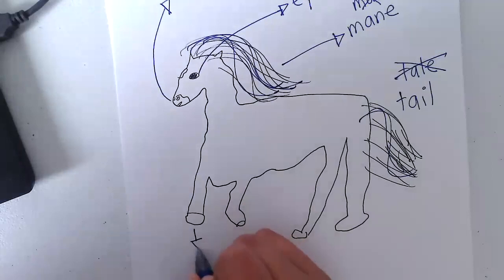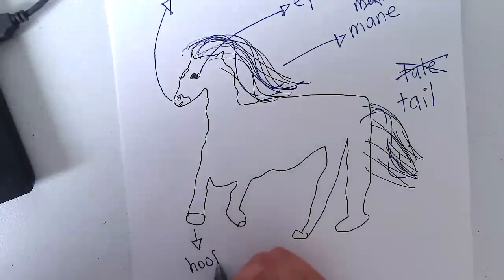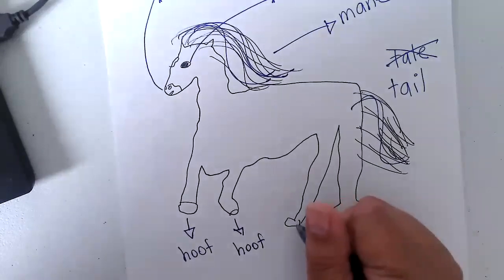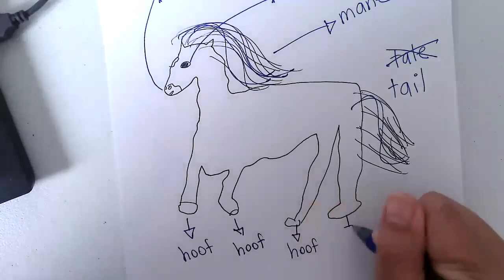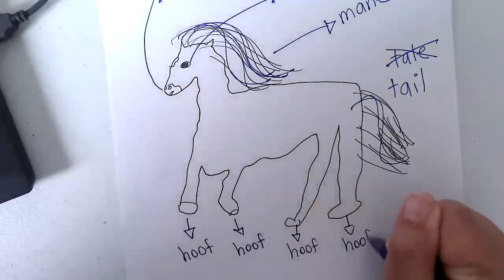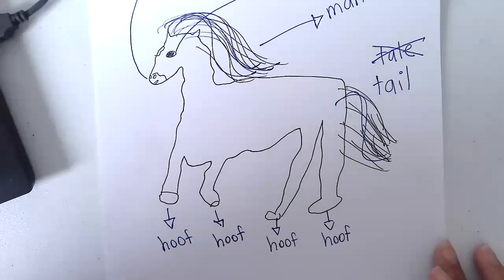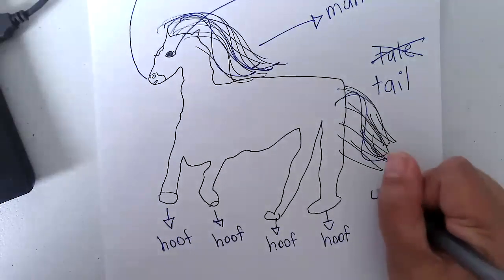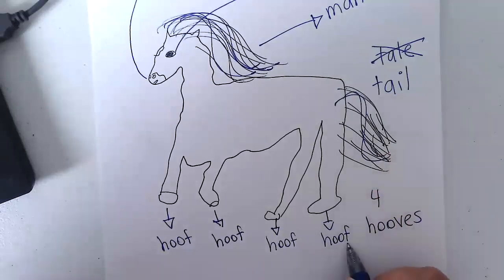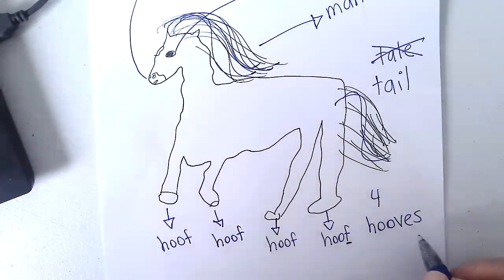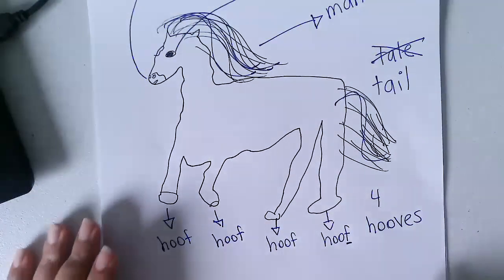So we have one hoof. We have another hoof. We have another hoof. And we have another hoof. But if we talk about them as a group, we have 4 hooves, because when we make that plural, the F becomes a V and we add ES. And we're going to talk a little bit more about that in a second.